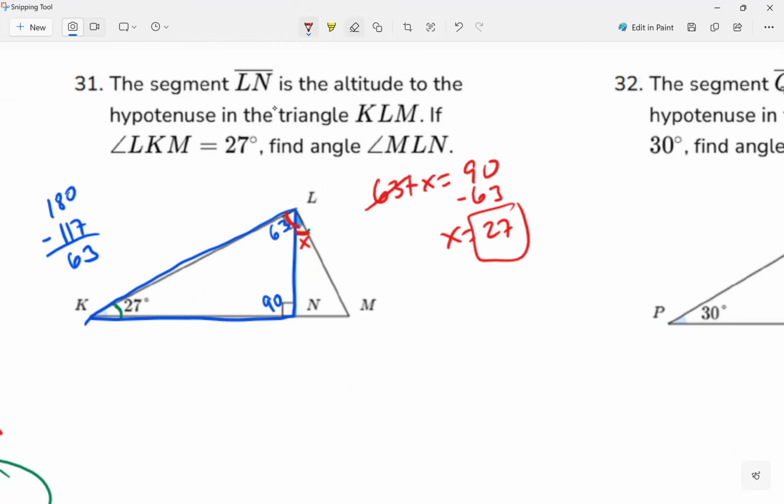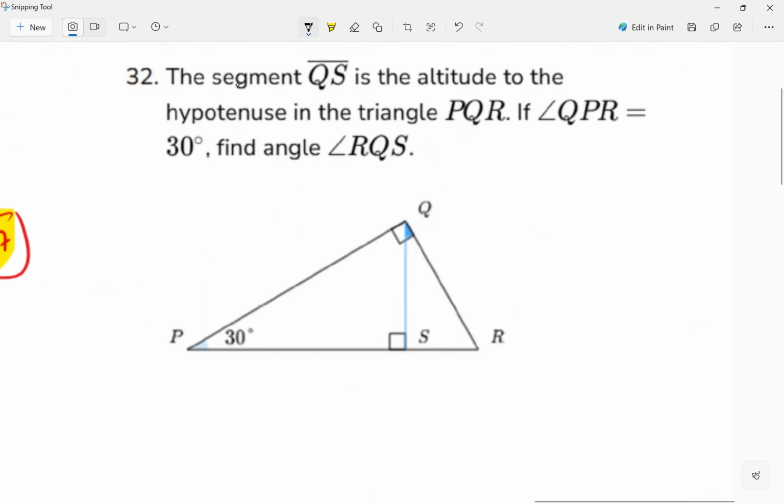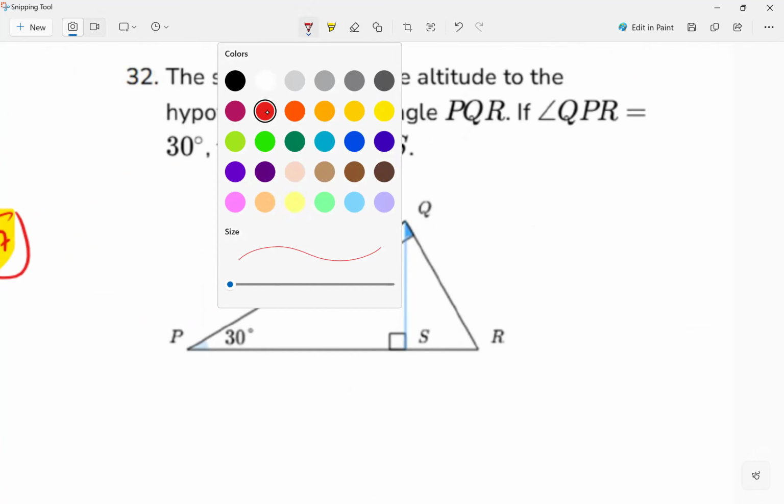You might be wondering, wait a minute, I've seen that angle before. Yeah, remember how at the beginning I called this similar right triangles? So they're similar triangles. It makes sense that I'm using the same angles. So let's see. Question number 32. I'm going to look at this blue triangle here.